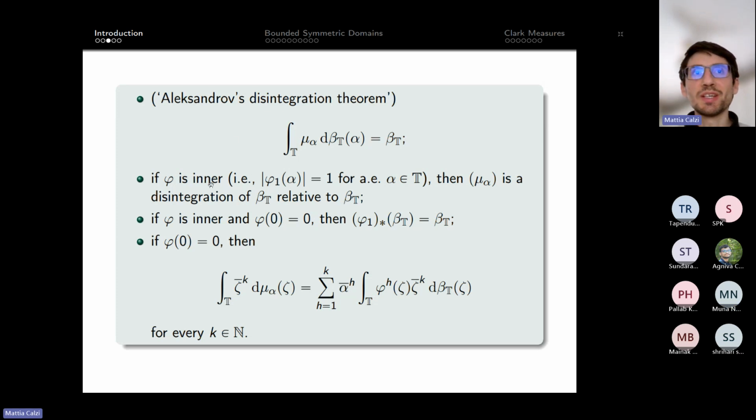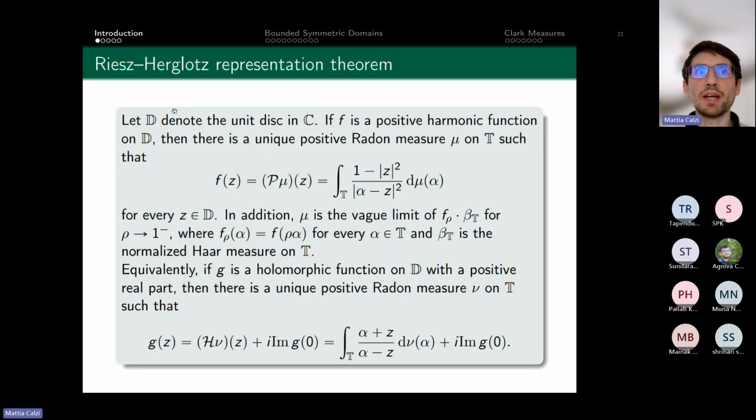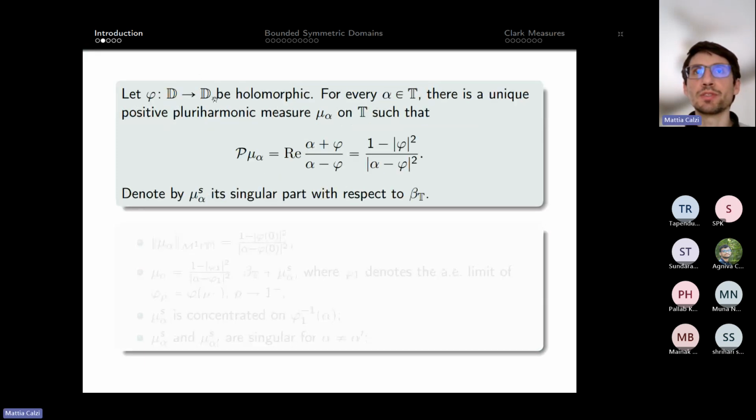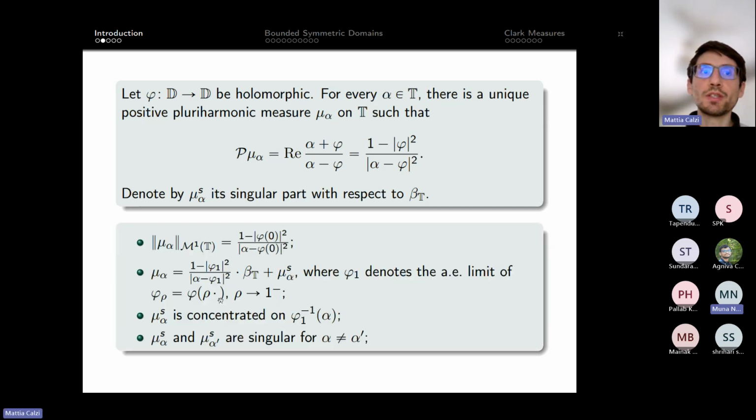It is below. So a function such as this one here, from the unit disk into itself, is called inner if its radial limits are unimodular almost everywhere. Okay. So this means that this object here is 0, because you have 0 here. And so the inner functions are precisely the functions for which the Clark measures are singular.